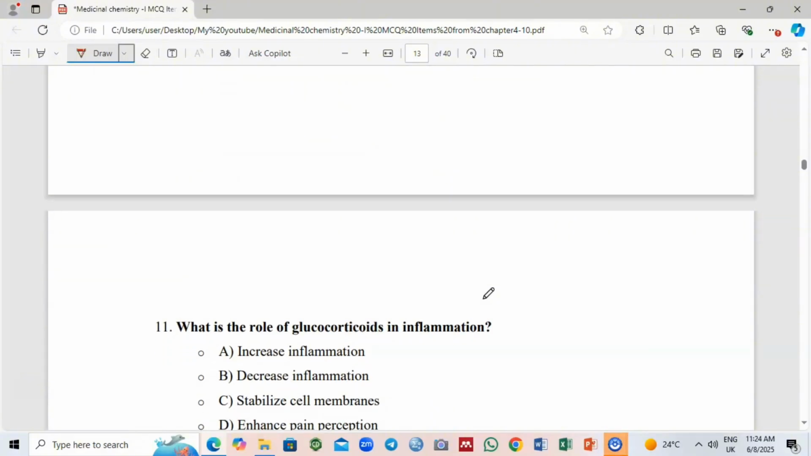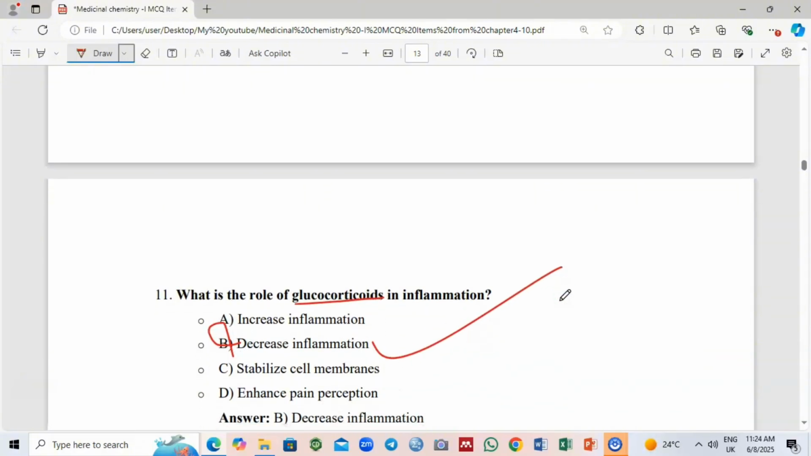Question number 12. What is the role of glucocorticosteroid in inflammation? A. Increase inflammation. B. Decrease inflammation. C. Stabilize membrane. D. Enhance pain perception. As we mentioned before, glucocorticoid and mineralocorticoid can be classified under corticosteroid, which is a steroidal drug with great medical implications in our body. This glucocorticoid acts as an anti-inflammatory agent by decreasing inflammation, in simple terms.